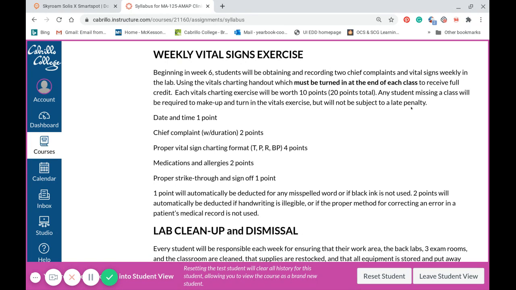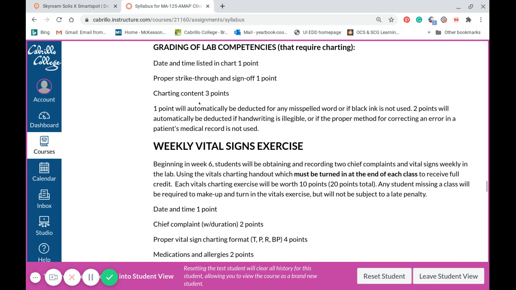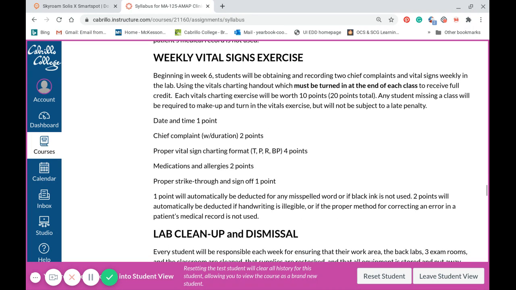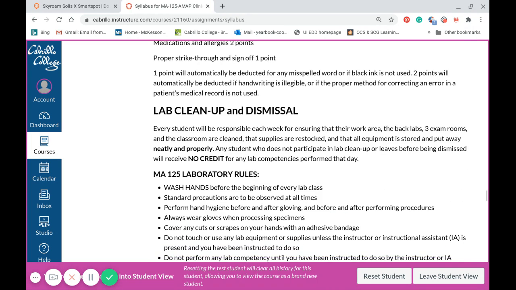Okay, you're going to have to make any of those up if you miss them. And you're going to make sure that it has the date and time, chief complaint with duration, proper vital sign charting format, medications and allergies, proper strike through and sign off, and again, the same point deductions as for the charting on the lab competencies. So we'll review these quite a bit more as we get closer to beginning them.